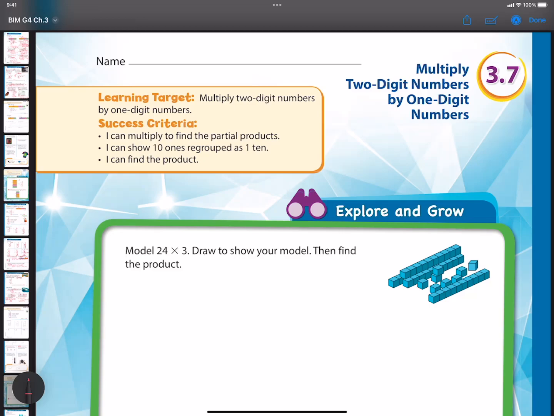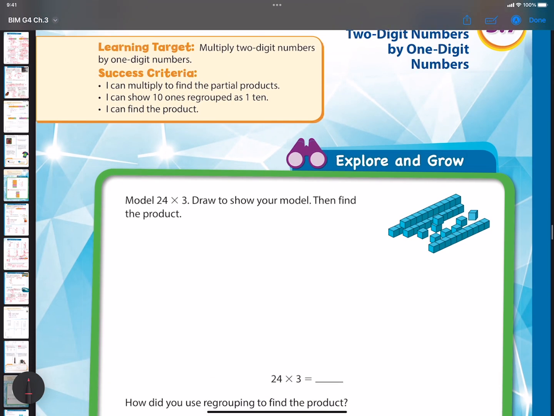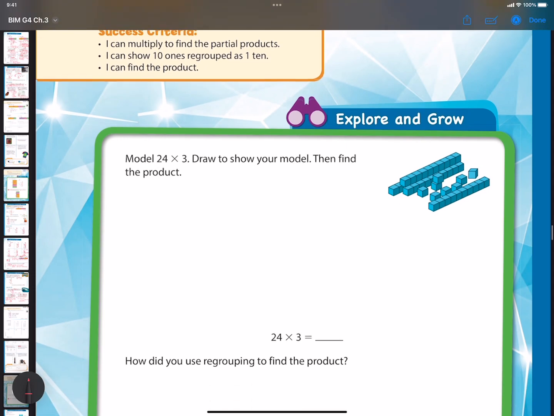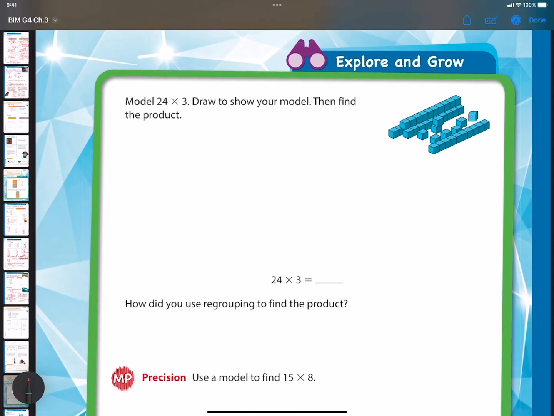This is our lesson 3.7. Multiply two-digit numbers by one-digit numbers. This is our learning target: multiply two-digit numbers by one-digit numbers. We are going to practice finding the partial products and showing 10 ones regrouped as 1 ten. And also you should be able to find the product. Now let's move on to our Explore and Grow.